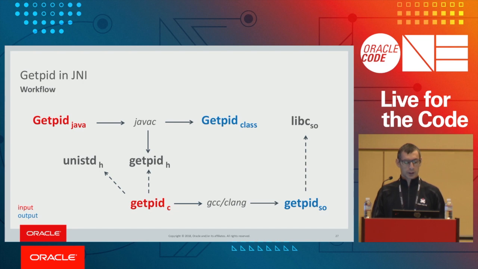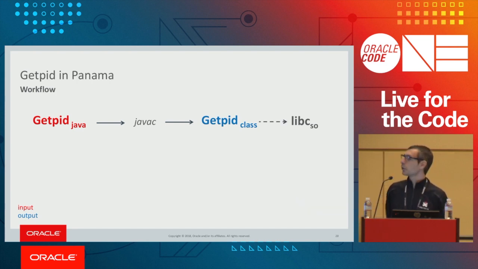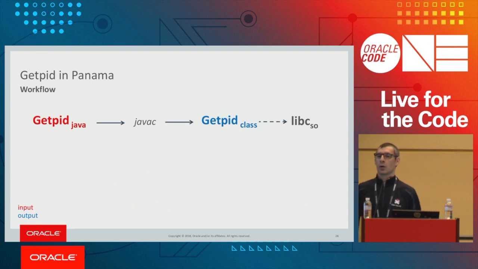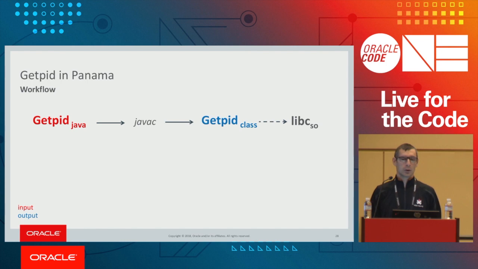So this was the Byzantine workflow of JNI, and with Panama we can reduce it down to this. There's no more compiling with extra flags, there's no more writing native code or looking at header files. It's just straight Java code.